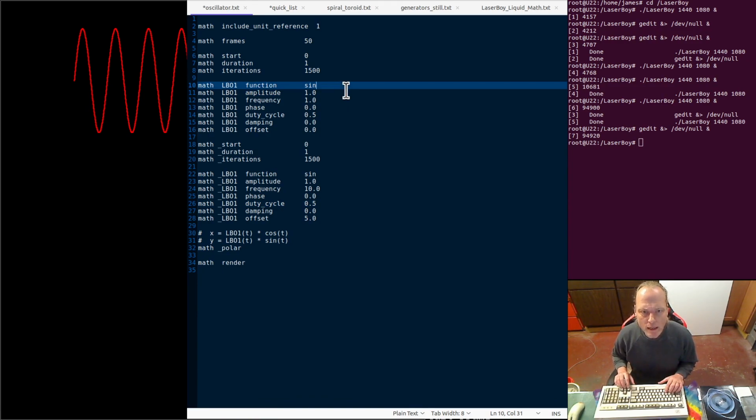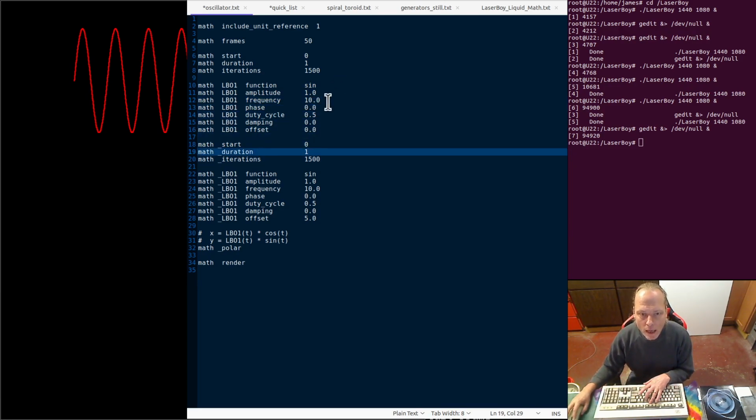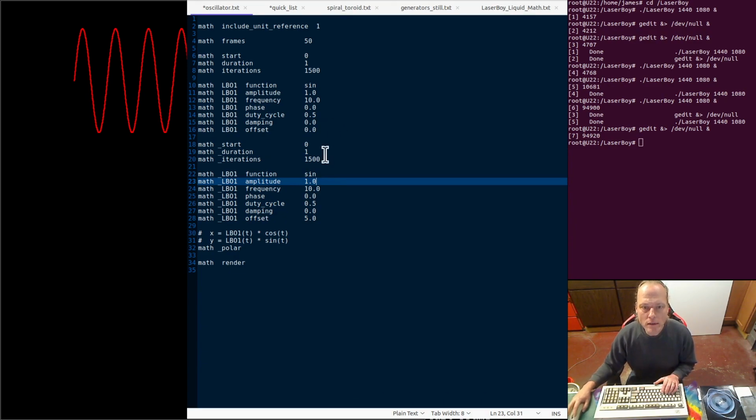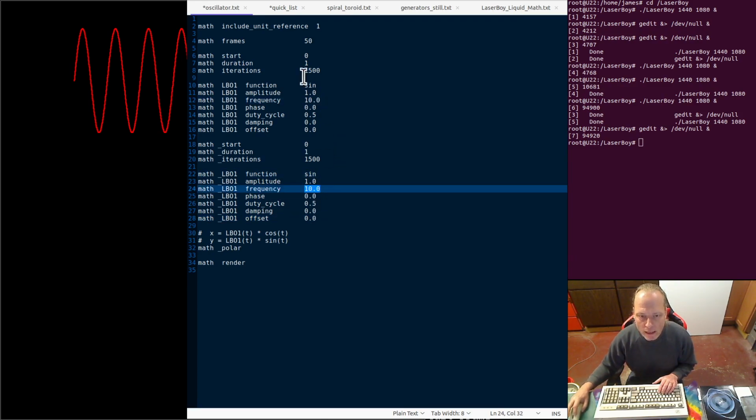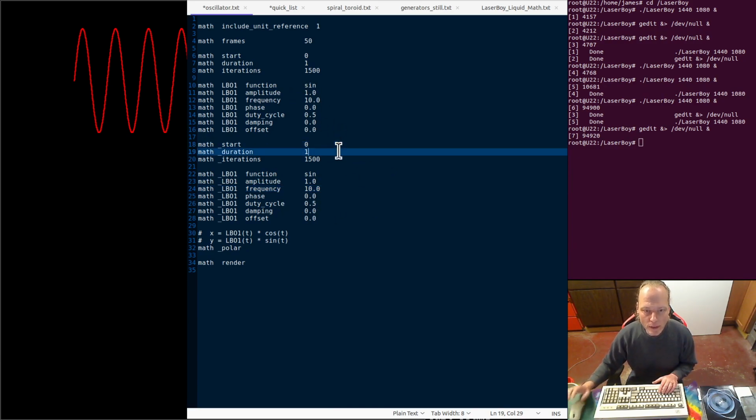Let's go ahead and make the frequency 10 in both of them. Okay, so now the frequency is 10. These are all default values except for frequency, which is 10. There's no change between the two of these things, but I'm going to change something here.